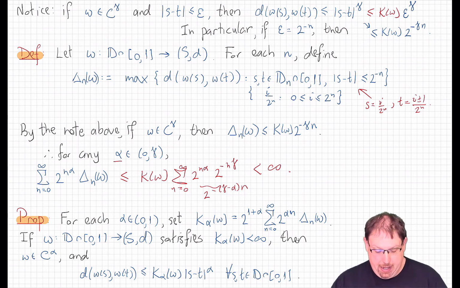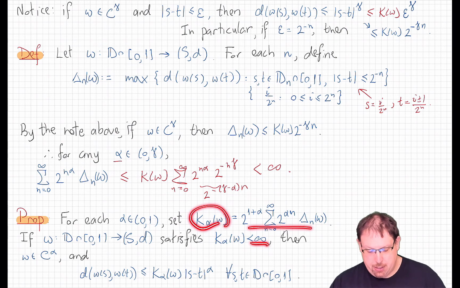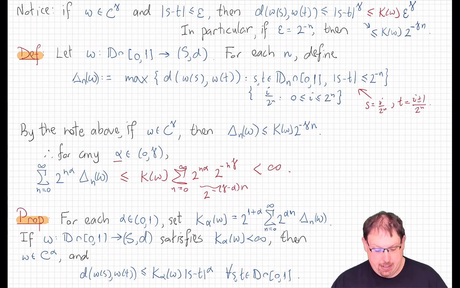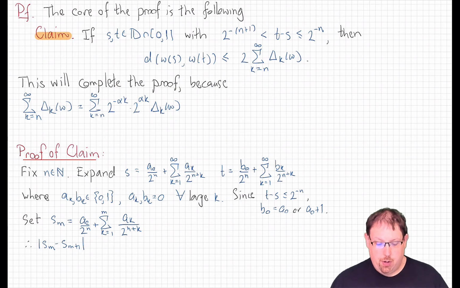Now, if our path defined on the dyadic rationals in the unit interval is such that this constant here, this sum, is actually finite, then in fact that path is alpha Holder continuous. And moreover, this is an alpha Holder continuous constant for it. The proof of this is a little niggly, but pretty straightforward on the whole. Here's the core of the proof.